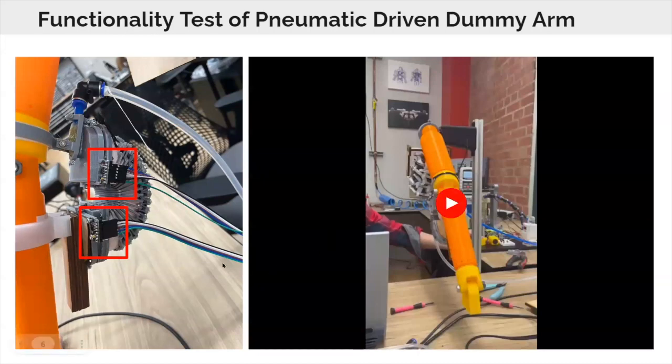So this is the setting of the pneumatic actuator and the dummy arm. The bending angle of the soft actuator is measured by these two IMU sets. The difference angle will be inputted into the system as real-time bending angles and compared with the reference angle. Let's have a look at this video to see how it looks in practice.